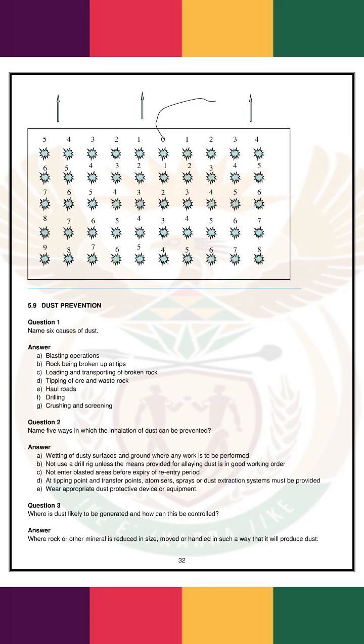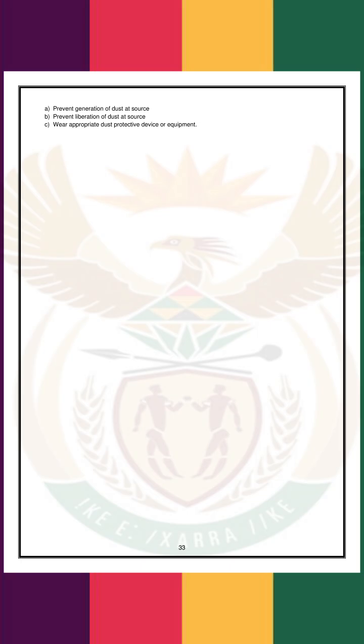Question 3. Where is dust likely to be generated, and how can this be controlled? Where rock or other mineral is reduced in size, moved or handled in such a way that it will produce dust. A. Prevent generation of dust at source. B. Prevent liberation of dust at source. C. Where appropriate, dust protective device or equipment.